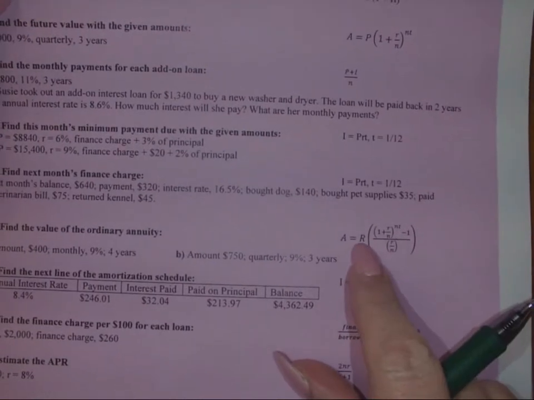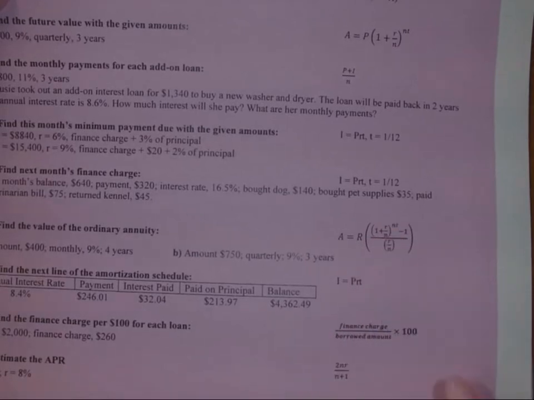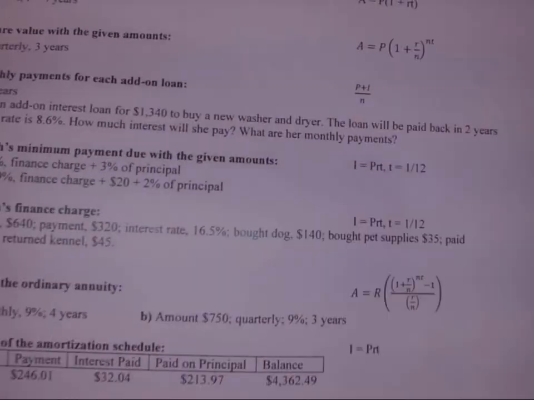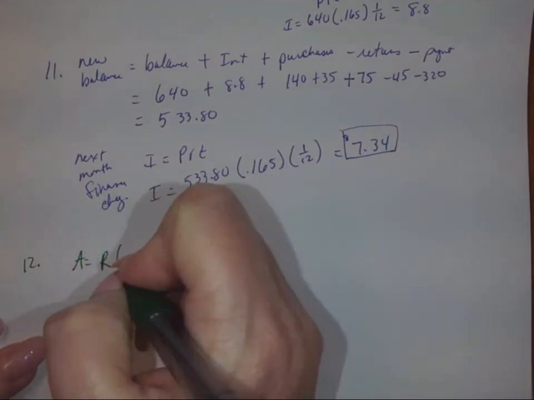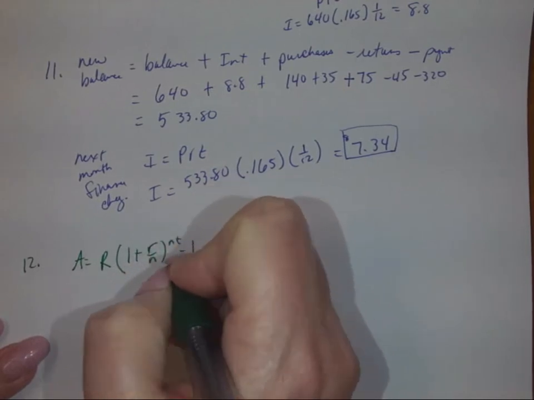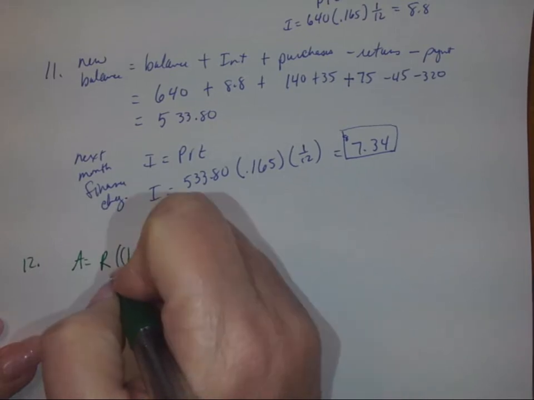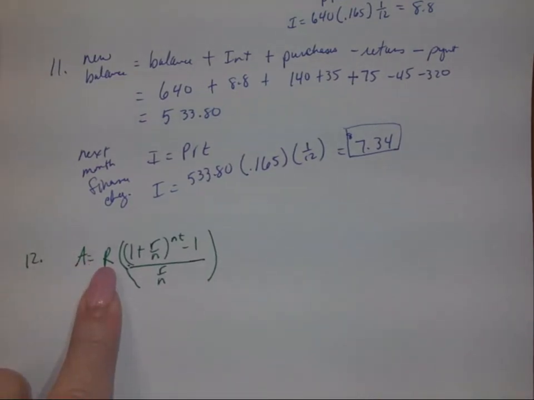So this one is A is equal to R, big parentheses, 1 plus r over n to the nt minus 1. You might recognize this part in the compound interest formula, divided by r over n. So A is equal to R times 1 plus r over n raised to the nt minus 1, all over r over n. So big formula. So the R is actually the payment. It is the amount. So that's the amount they're going to give you.